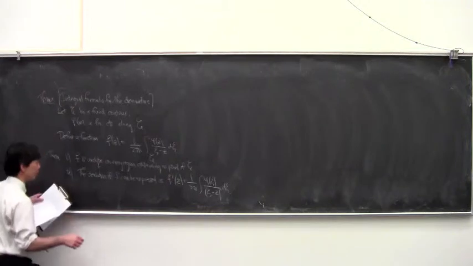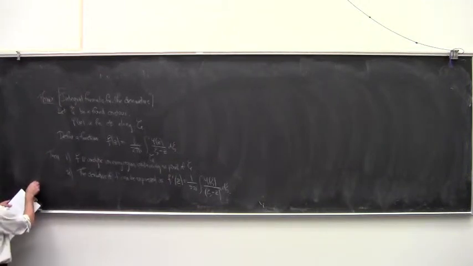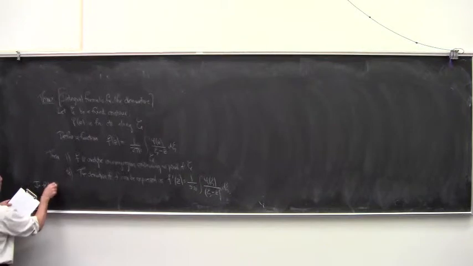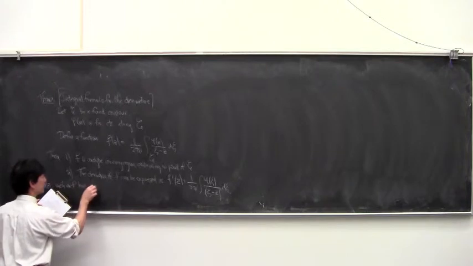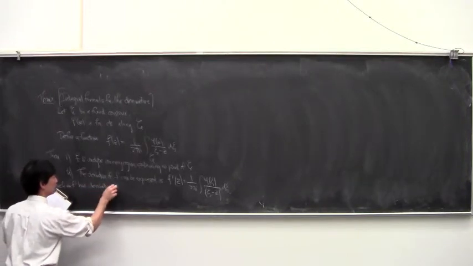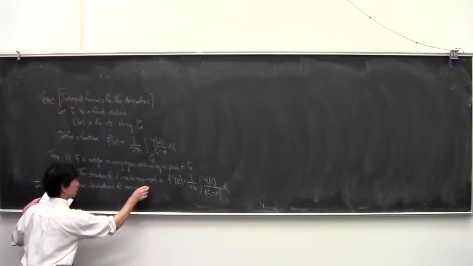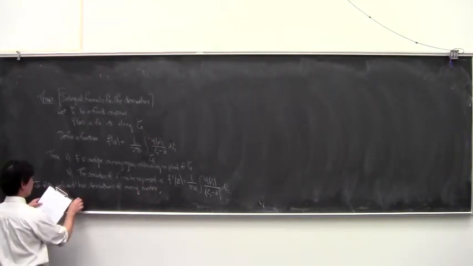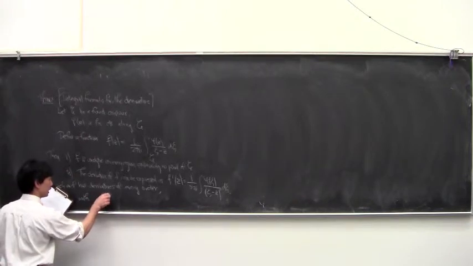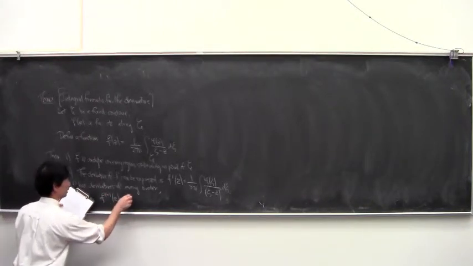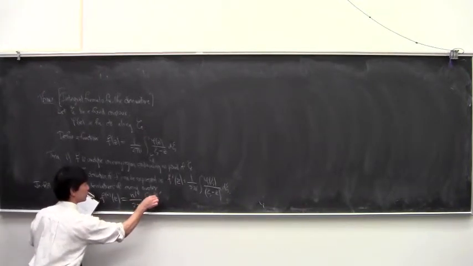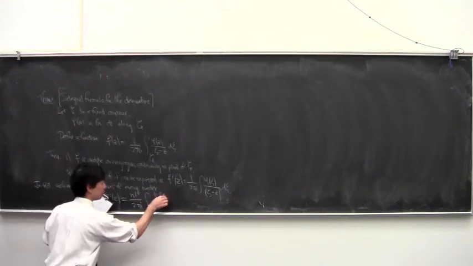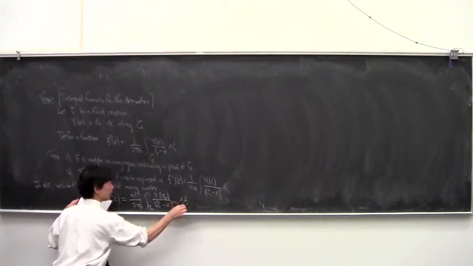Maybe I should combine two theorems together. So in fact, such an f has derivatives of every order, with the nth derivative being n factorial over 2 pi i, the integral of phi of zeta over zeta minus z to the n plus 1, d zeta.